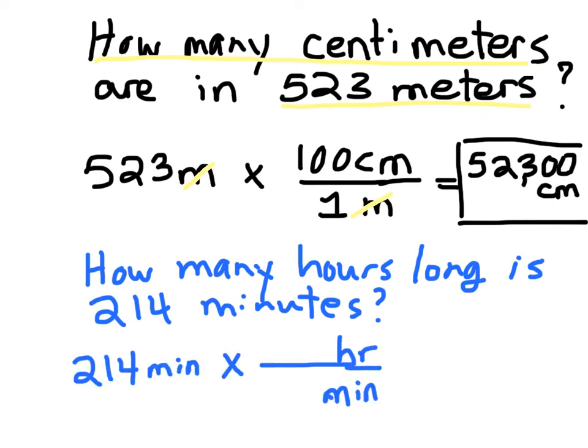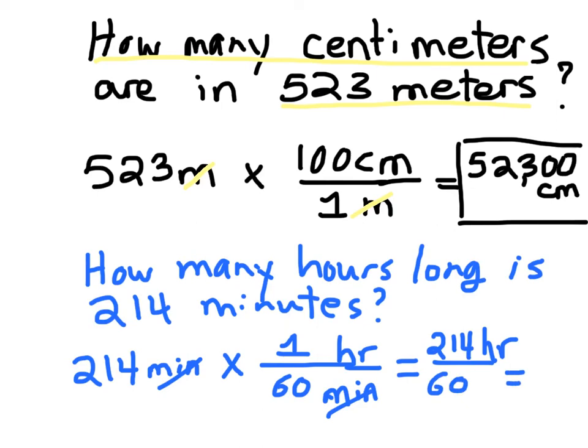Okay, this is how I'm setting it up. 214 minutes is what I started with, times a conversion factor that converts between hours and minutes. I know there's 1 hour in 60 minutes. So now minutes cancel with minutes, leaving me with hours. That's where I'm trying to go. When I multiply across, I get 214 hours divided by 60. And I'd have to break out my calculator for this. And my calculator said 3.56 repeating was the answer.